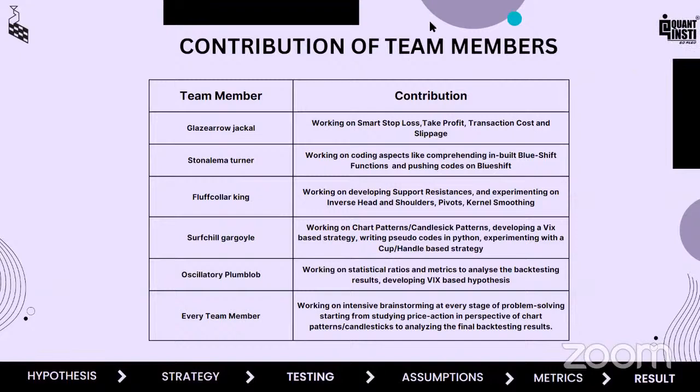So thanks, guys, for your presentation. It's a really good effort from your side.